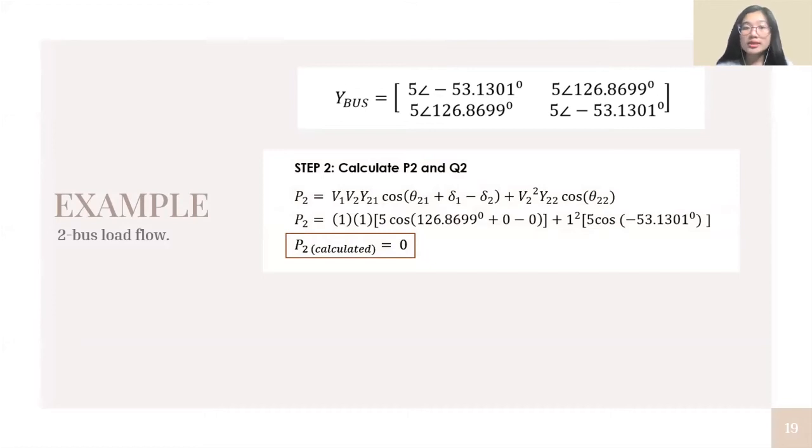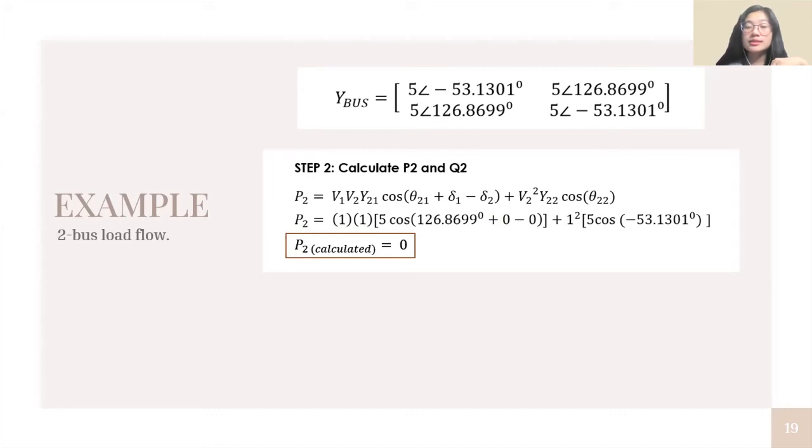Our P2 is basically this formula, and this formula had been derived, as I told you earlier, so we have to take note of the formula for our P2, the one with the summation sign. So basically, we just expanded it, and we have to insert the values of V1 times V2. All of these are magnitudes, we only take the magnitude, times Y21, then cosine of our delta 21 plus delta 1 minus delta 2 plus our V2. Then we square that, then our Y22, then cosine delta 22.